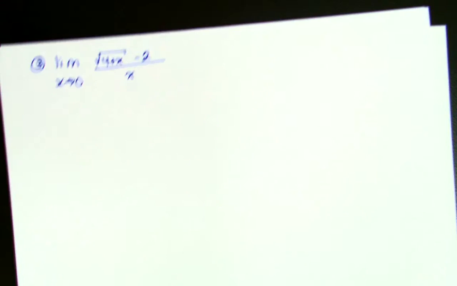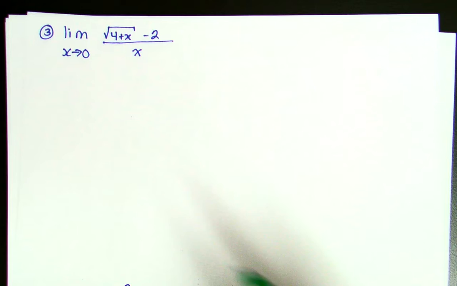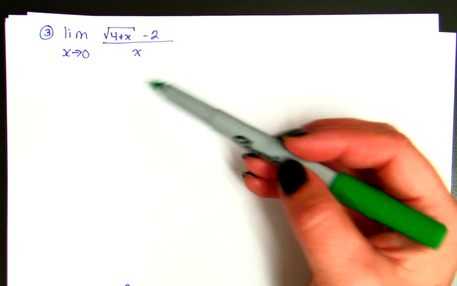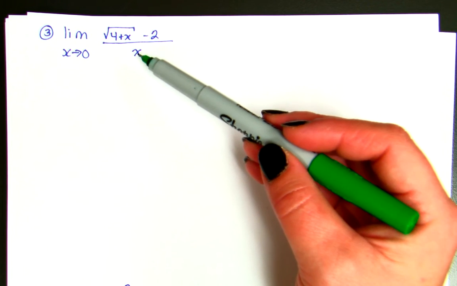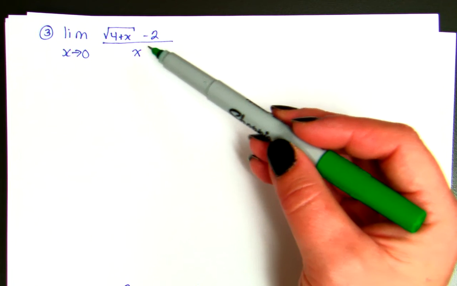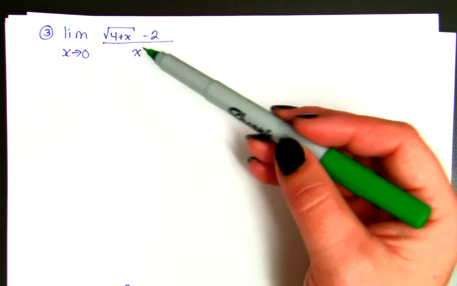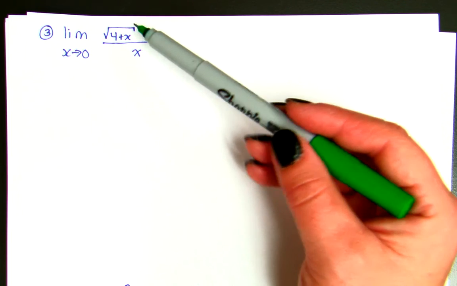Example 3. The limit as x approaches 0 of the root of 4 plus x minus 2, all over x. I definitely can't put x equal to 0 in here because that would give me 0 on the bottom. So this is strategy number 3, which is rationalizing. I want to get rid of the root and see if that helps me.